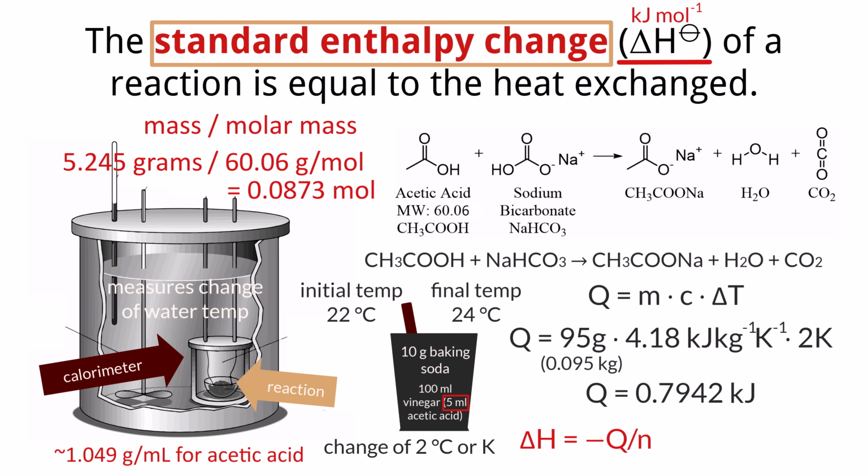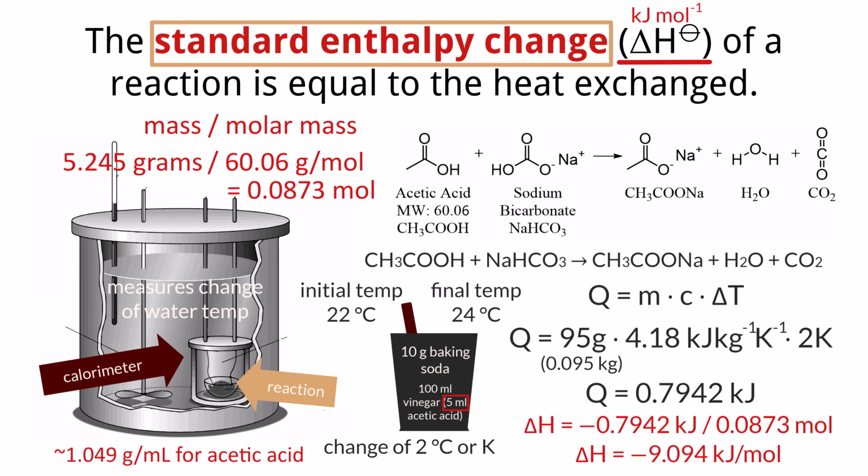Plugging these values into delta H equals negative Q divided by N, we get negative 0.7942 kilojoules divided by 0.0873 moles, which equals negative 9.094 kilojoules per mole. Notice that it is negative, delta H is less than 0, which means that it's an exothermic reaction, which coincides with what we just saw, the release of energy.